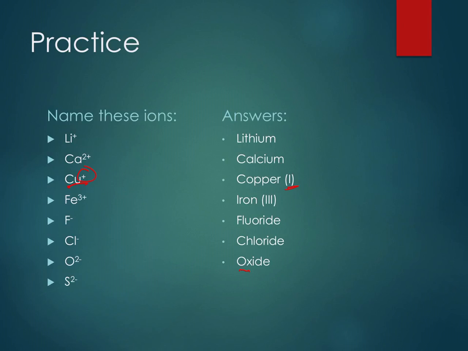And so notice this one, right? Ox is the root. You wouldn't say oxogide. So it tends to sound right when you do it. Then S2- is sulfide. All right, so that is part 1, ions and how to name them.